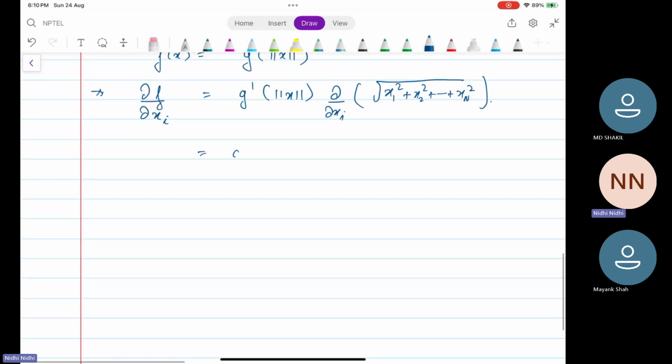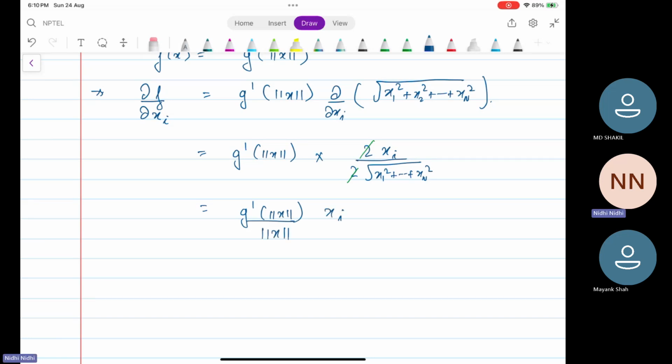So this is g dash norm x. If you differentiate, you'll get 1 by 2 root n square, times 2xi. So this one gets cancelled out.